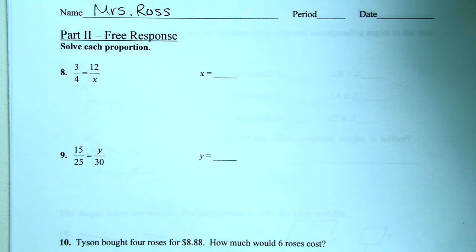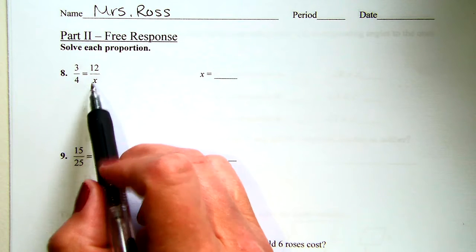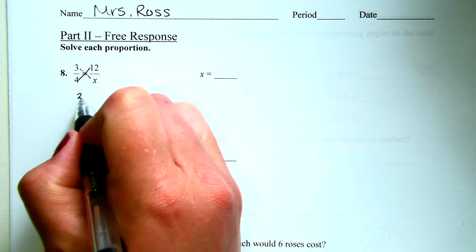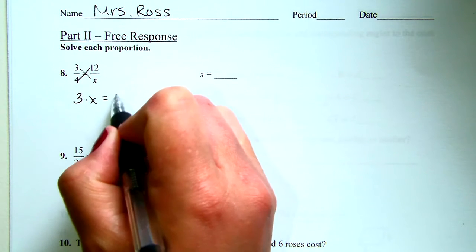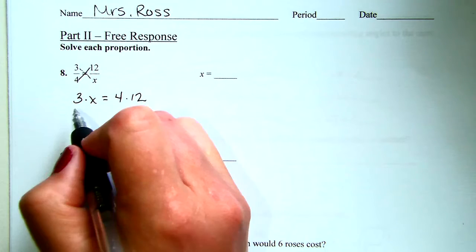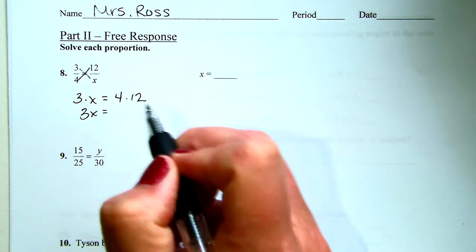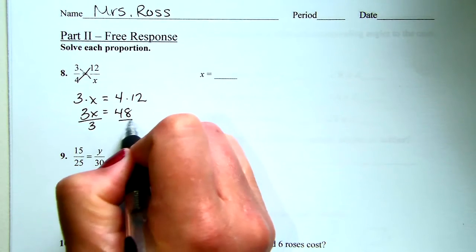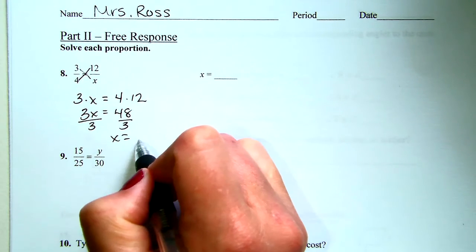So to solve this proportion, remember we're going to begin by cross multiplying. So I'm going to go 3 times x, and I'm going to set that equal to 4 times 12. 3 times x is 3x. 4 times 12 is 48. We're going to divide by 3 on both sides, giving us x equals 16. So I'm going to write 16, and I'm going to circle it.